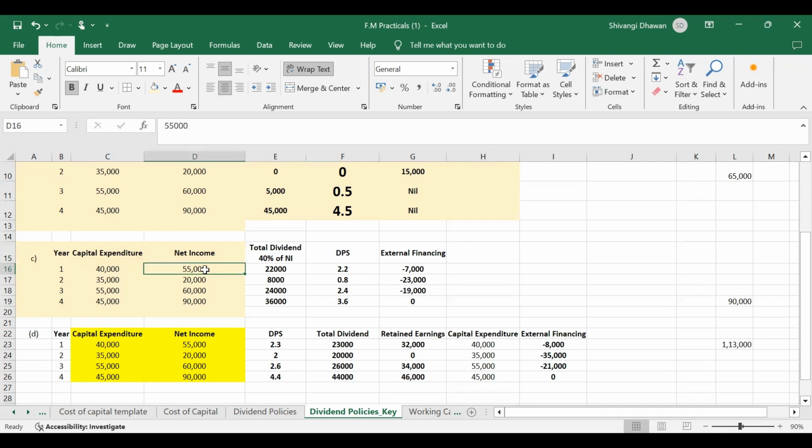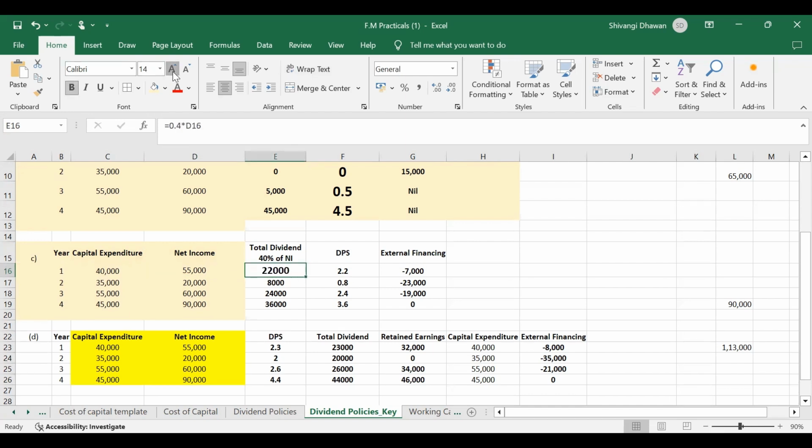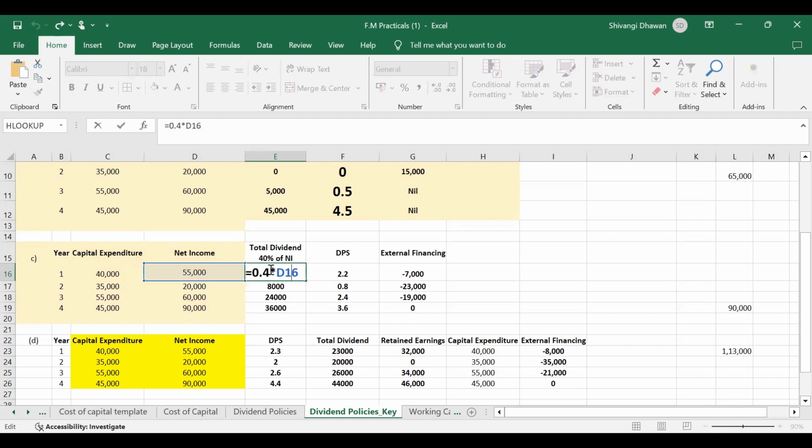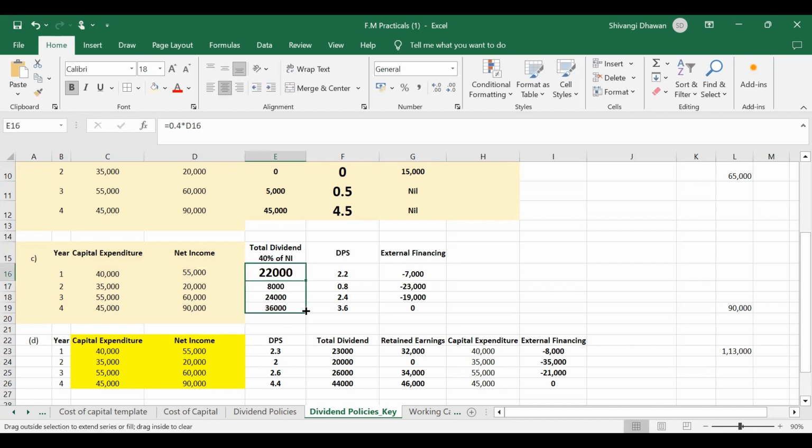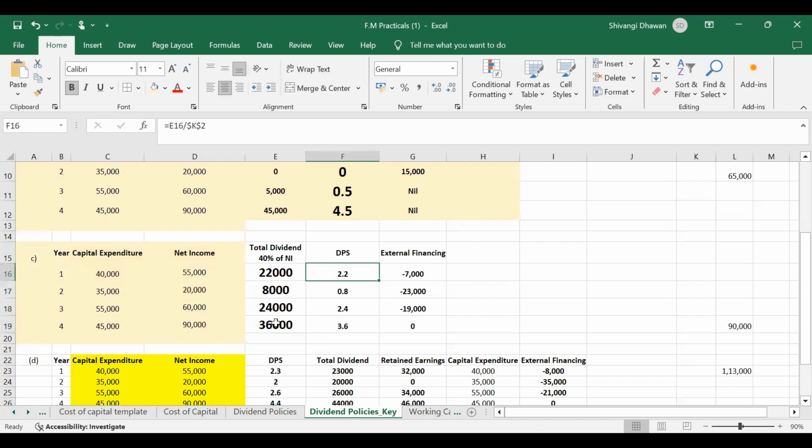So 55,000 into 40% will give us the answer. Here you can apply the formula in this cell, that is 0.4, that is 40%, into 55,000, and drag it down in order to calculate it for all years. So we have got the total dividend.